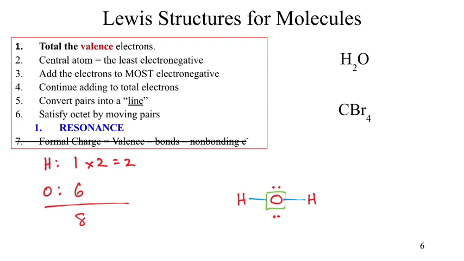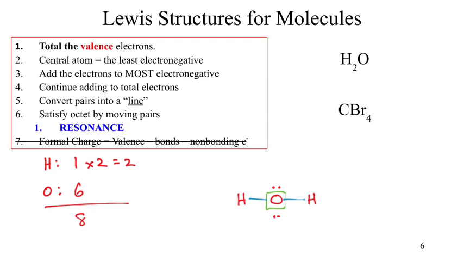Satisfy octet. Okay, to satisfy octets, we have to check octets. How many electrons around the oxygen? 2, 4, 6, 8. All 8 of those electrons are around the oxygen. How many electrons around the hydrogen? 2. The line is 2 electrons. We're not splitting the line up. That line is sharing. They're equally accessible.